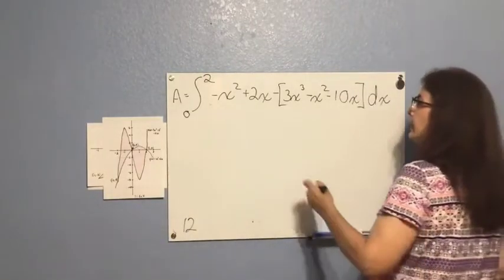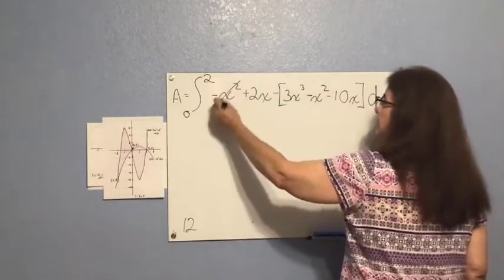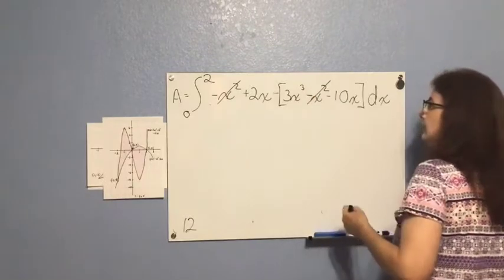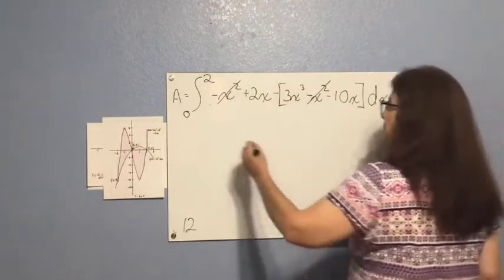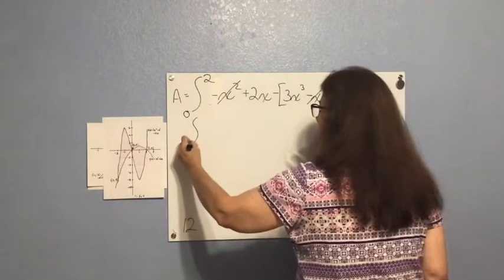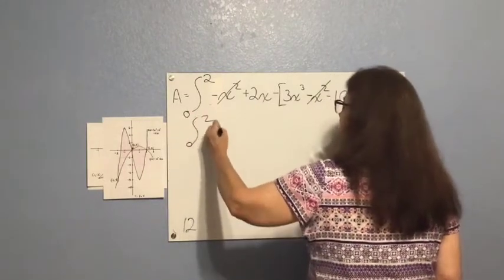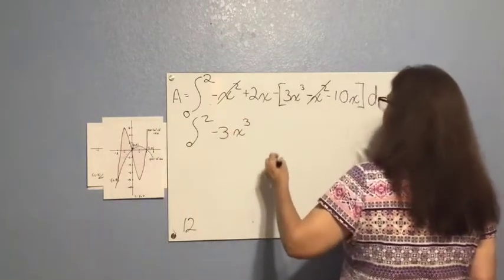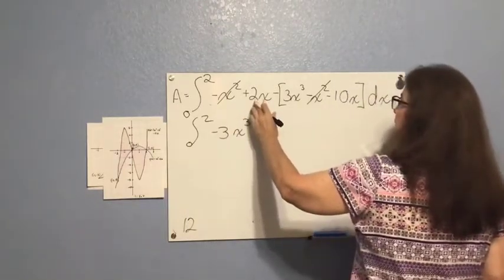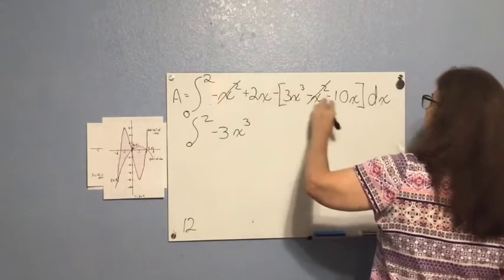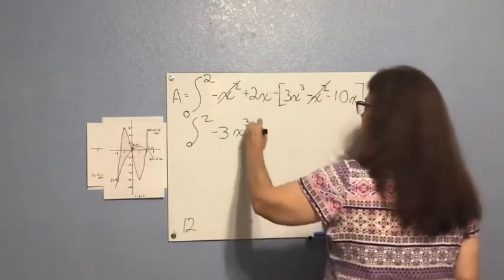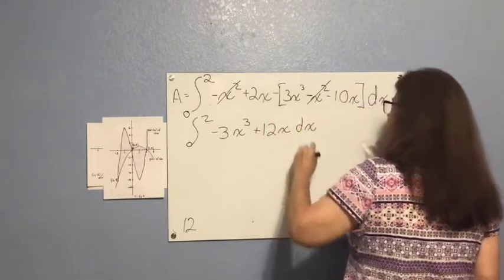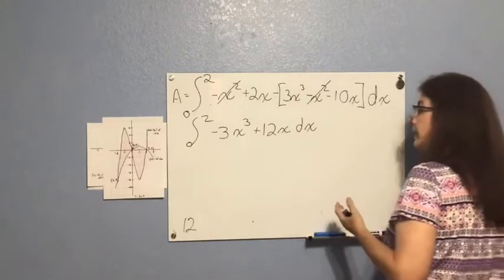Okay. Once again, I can see that this negative x squared is going to cancel out with this one because it was a negative and a negative. And then when I put my terms in order, I get negative 3x cubed. And I have a plus 2x and a negative, so plus 10x, so plus 12x dx. And you're going to see this answer comes out very similar.